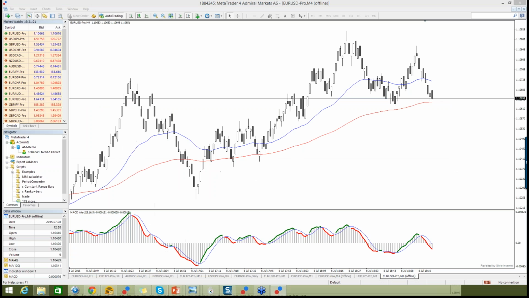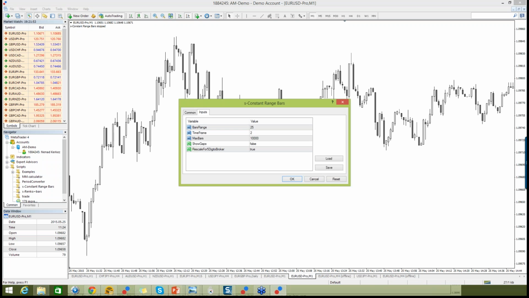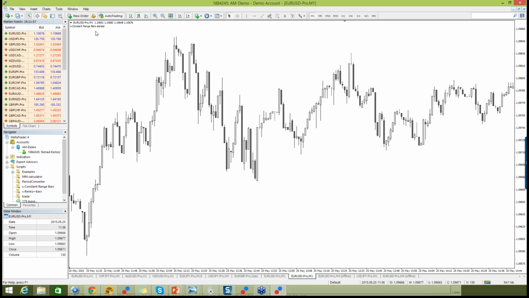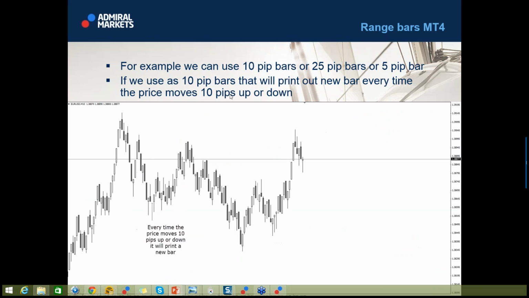So I have opened my platform again, and you can see now it's not working. It says constant range bar stop, so you need to pull it again. Okay, same thing, 4, 4. Okay, so constant range bar started. Go to M4 and see, yes, it works. So it's okay. So always do that. Do not forget about it. And a very important thing is that it prints out each time.